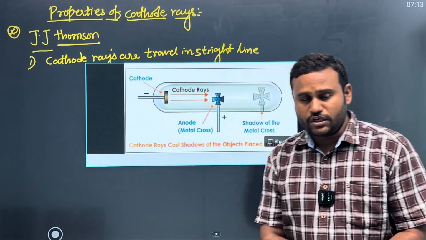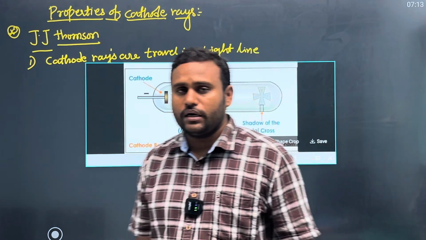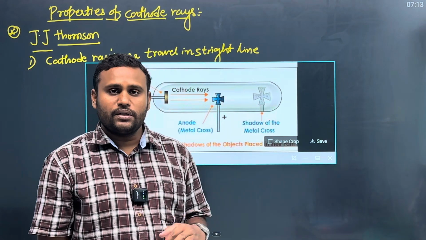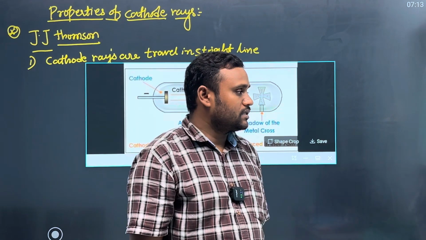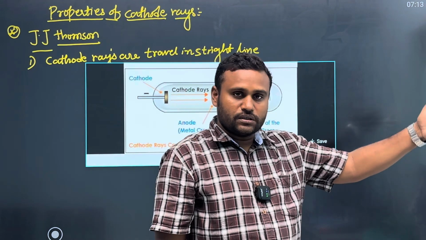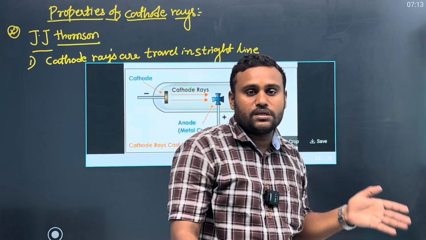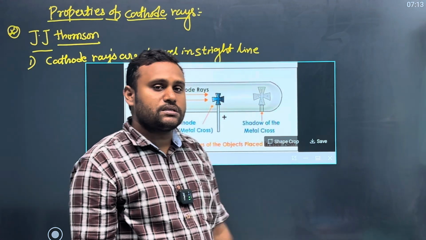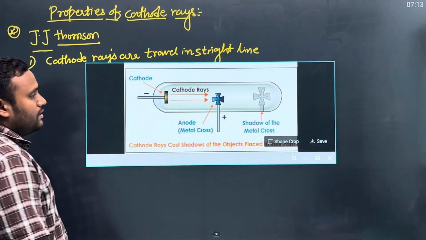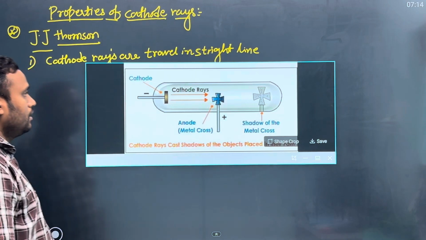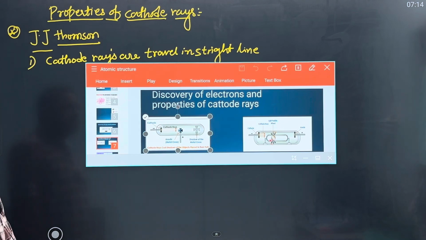In our general life also we observe shadows or images. How do we get an image or shadow? Due to the property of light: light travels in a straight line. When you keep any object in the path of the light, you observe a shadow. This is the property of traveling in a straight line. Here also cathode rays are traveling in a straight line and they are forming an image. Based on this, we can conclude they travel in a straight line.